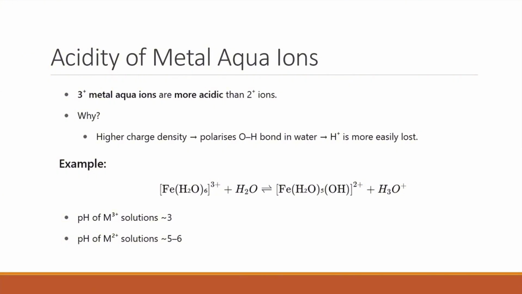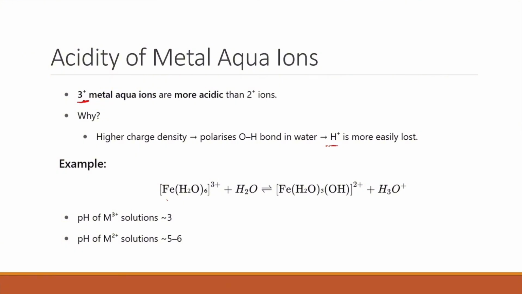The reason why is the higher charge density of the 3+ metal ions. They polarize the OH bond in the water ligands and weaken the bond between the oxygen and hydrogen, so they can donate the proton. They can lose the proton more easily. Example of that, you can have the iron 3+ aqua ion with 6 molecules of water.